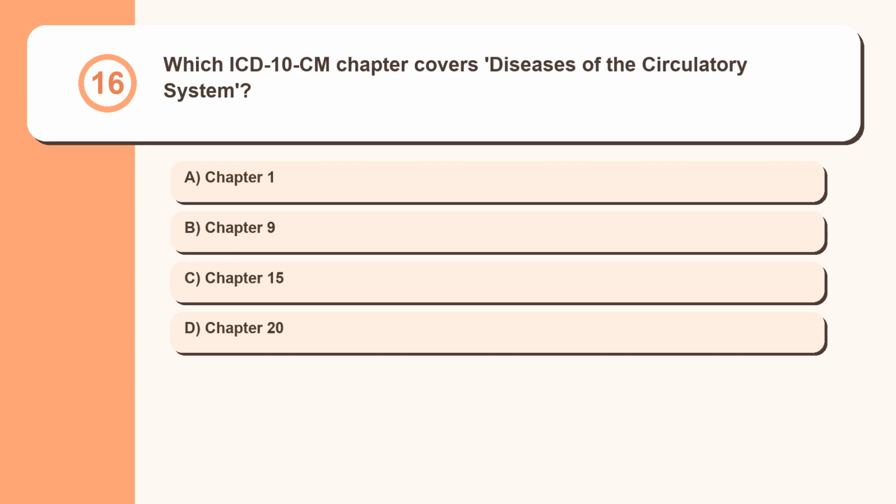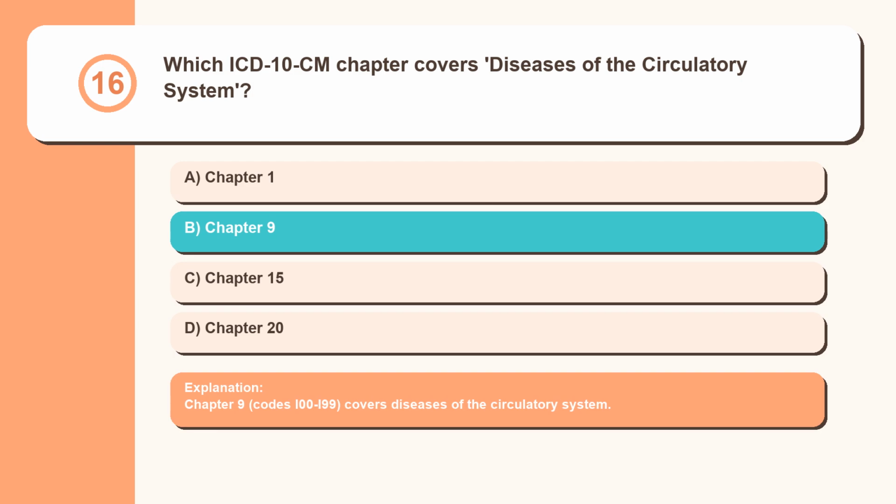Question 16. Which ICD-10-CM chapter covers diseases of the circulatory system? Chapter 1, Chapter 9, Chapter 15, Chapter 20. Chapter 9, codes I00 to I99, covers diseases of the circulatory system.